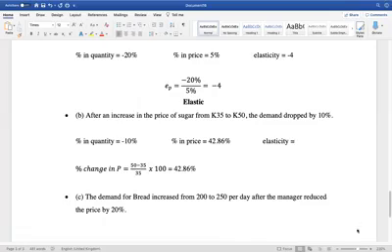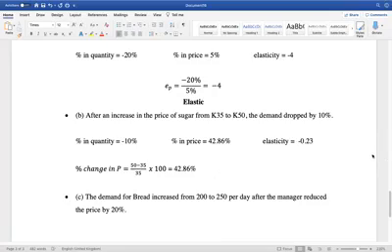Yes, Wupe? 0.23. Positive or negative, Wupe? Negative. Yes, you should always give me the negative. Thank you. So the answer is negative 0.23. Okay, that's the answer.